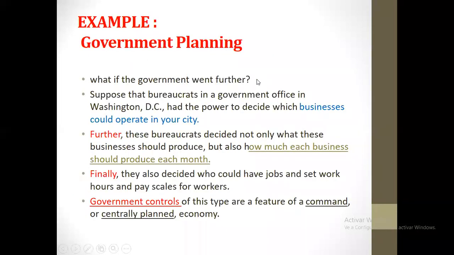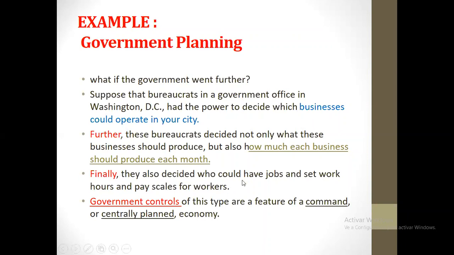What if the government went further? Suppose that bureaucrats in a government office in Washington, D.C. had the power to decide which businesses could operate in your city. Further, these bureaucrats decide not only what these businesses should produce, but also how much each business should produce each month. So you cannot sell more than a certain amount, or certain level of sales, okay? You cannot sell more than you are commanded to. That's what it means.